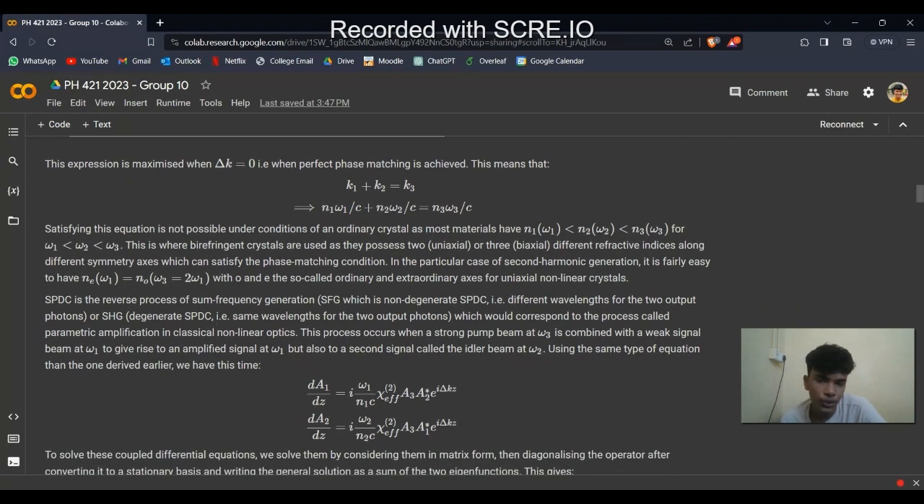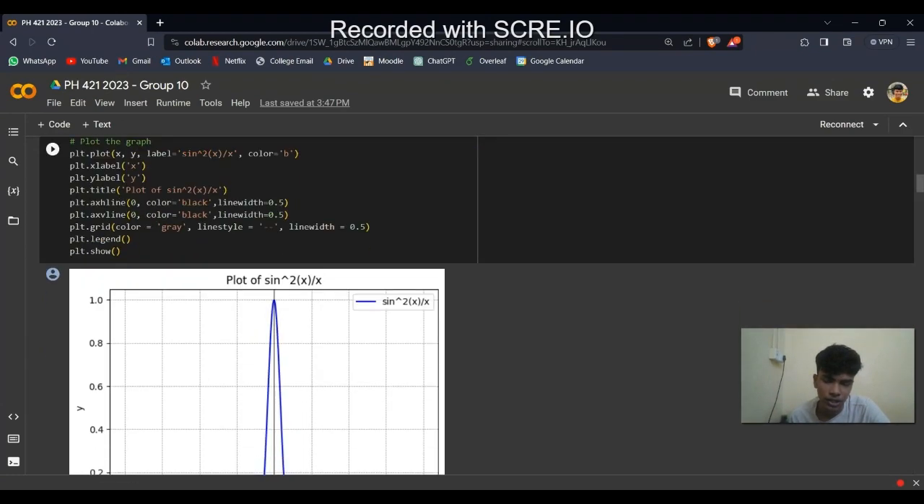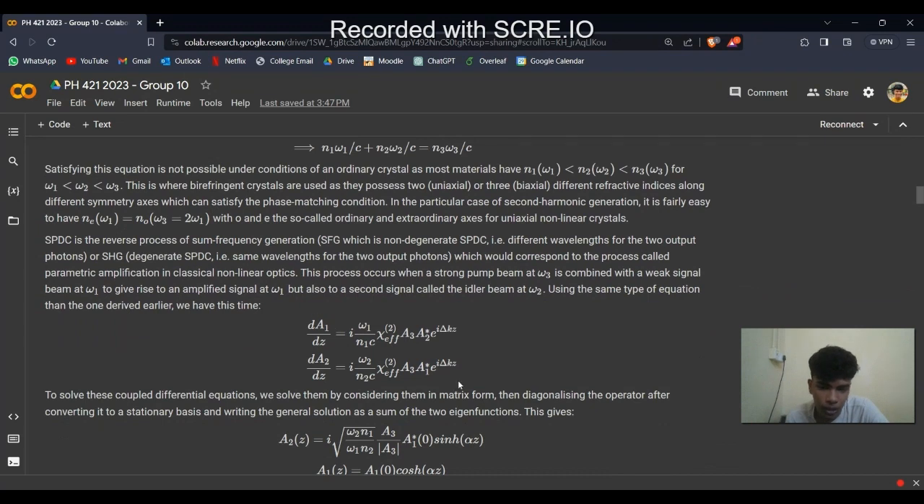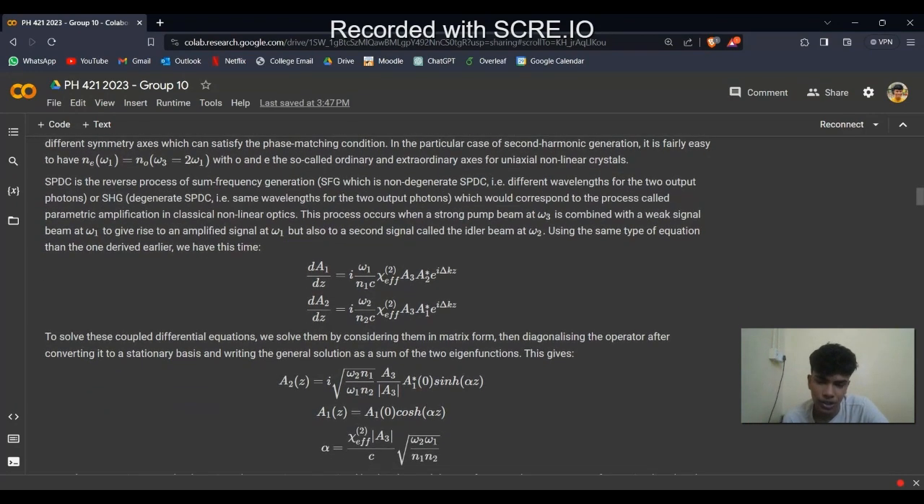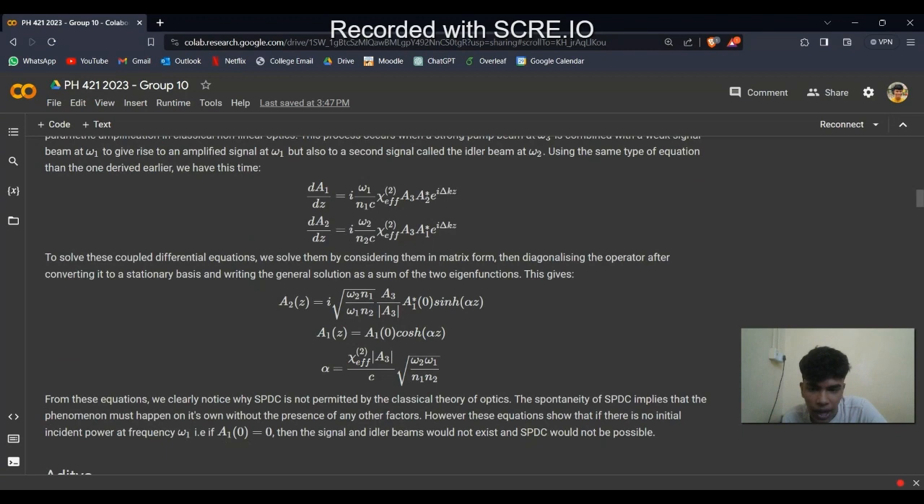So what I will show you in this part is why a classical model is not feasible. It's quite intuitive, really. When we evaluate the differential equations for A1 and A2 using the same equations described earlier, we end up with the following equations, which is basically a coupled differential equation system. Once I solved this by writing it in matrix form, diagonalizing the operator, and converting it to a stationary basis and figuring out the general solution, this is the general solution obtained for A2 of z and A1 of z. What we notice here is that the second I set A1 of 0 equal to 0, both A2 of z and A1 of z automatically become 0.